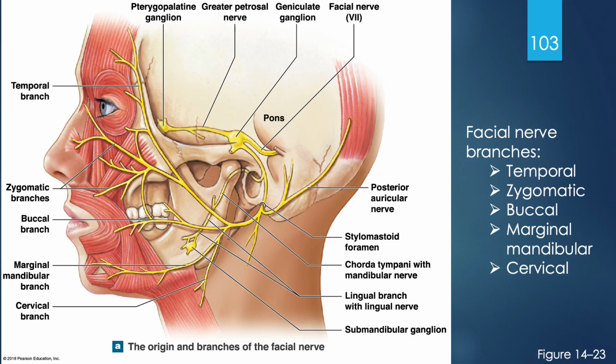Before we discuss the facial nerve, let's take a look at how it branches, because like the trigeminal, the facial nerve branches pretty considerably. So the branches of the facial nerve are the temporal, zygomatic, buccal, marginal mandibular, and cervical. So the temporal goes up to your temples, zygomatic goes towards your cheeks, buccal goes towards your mouth and lips, the marginal mandibular goes towards your lower jaw, and the cervical goes down towards your neck.